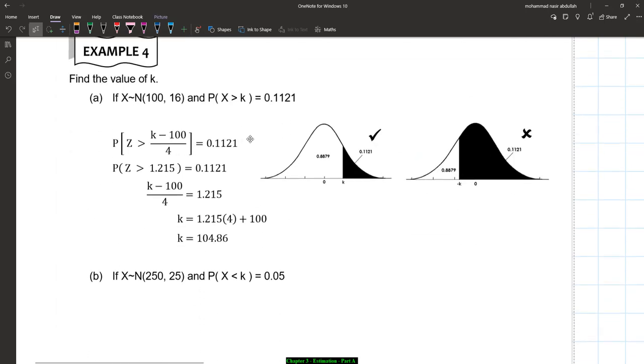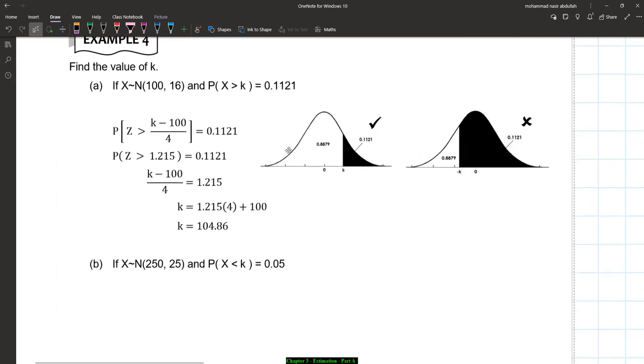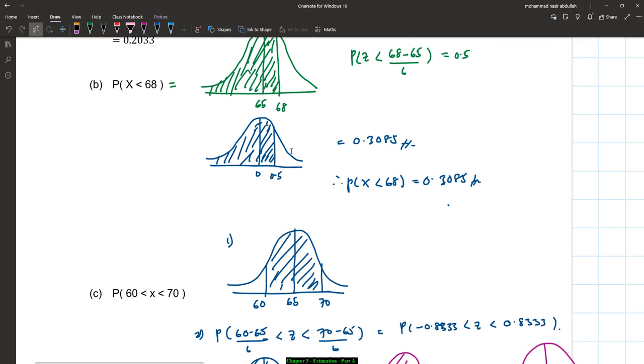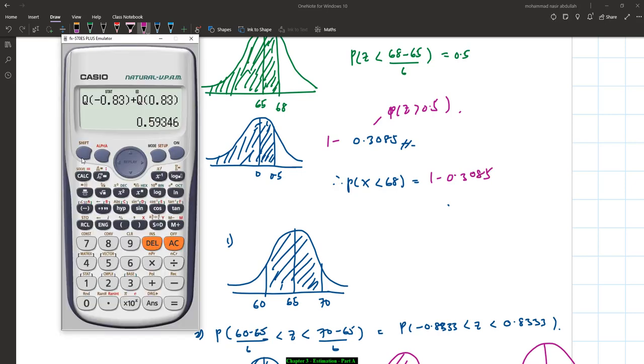So next, example number 4. Yes. It should be 1 minus, because it is more than 0.5. So it should be 1 minus 0.3, because this is the area probability of Z more than 0.5, right? So in this one, 1 minus 0.3085. Here we will get the answer. And of course, if we use a calculator it is the same.